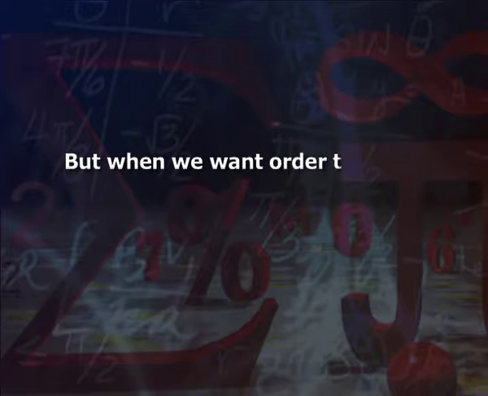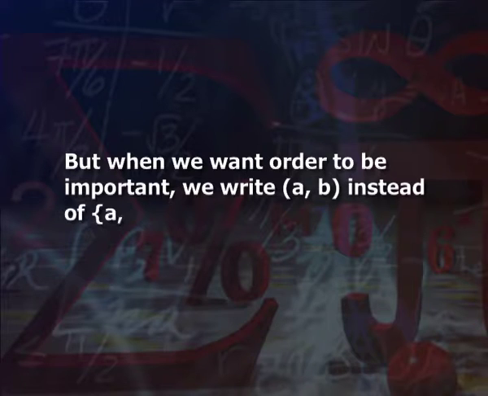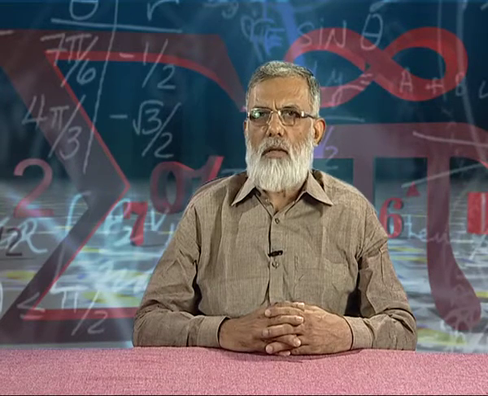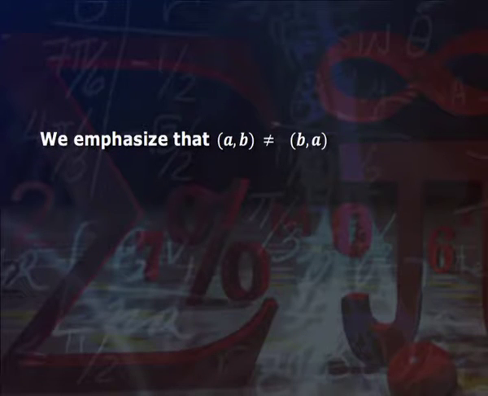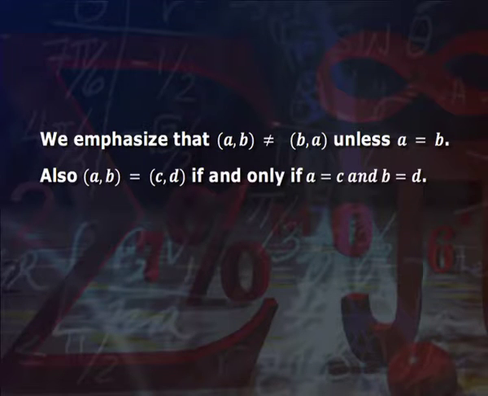We have noted that the order of elements is not important in a set, but when we want order to be important, we write round bracket (a, b) instead of curly bracket {a, b}, which is the notation for a set. We call it an ordered pair. We emphasize that (a, b) is not equal to (b, a), unless a equals b. Also, (a, b) equals (c, d) if and only if a equals c and b equals d.